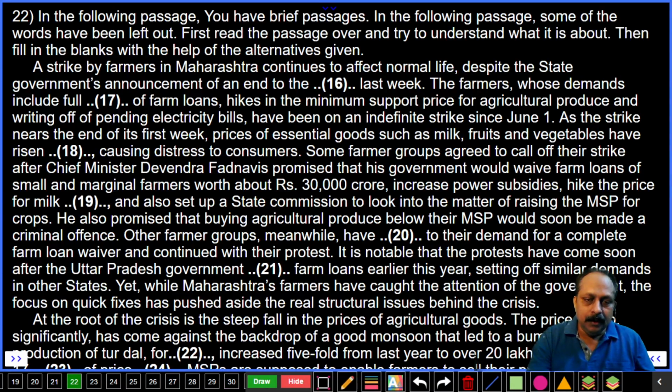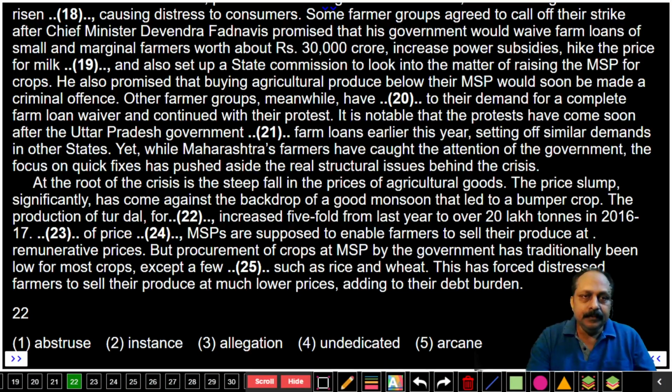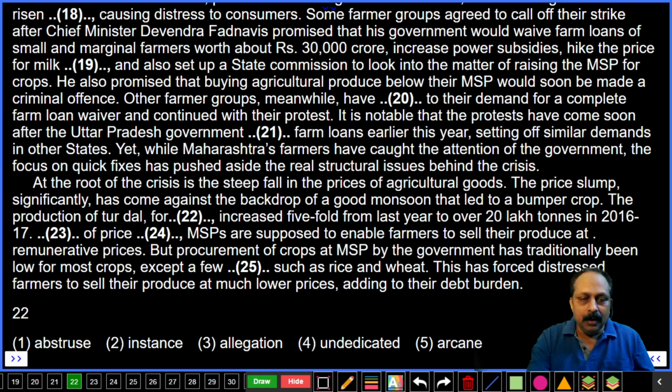Blank number 22. At the root of the crisis is a steep fall in the prices of agricultural goods. The price slump has come against the backdrop of a good monsoon that led to a bumper crop. The production of tur dal, for example. You should think of the word before you see the options. Abstruse, allegation, undedicated, all these are not related. For instance, it should be the second option, 22.